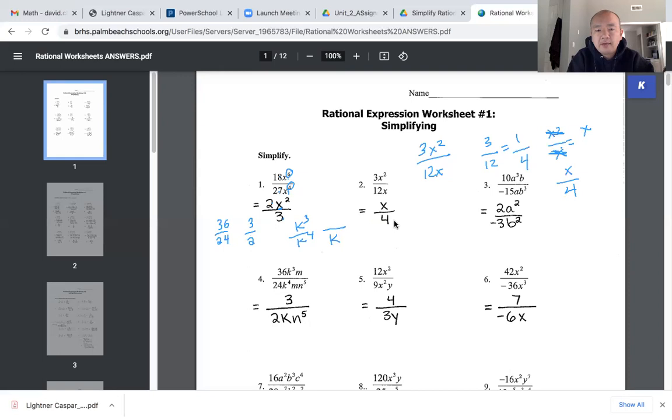And then you have m and m, so you cancel those out right here, and you have an n^5 on the bottom. So when you put it all together, the 3 from here is on top, the 2, the k, and then the n to the fifth power are on the bottom. Okay, so the multiplying and dividing portion shouldn't be too bad.